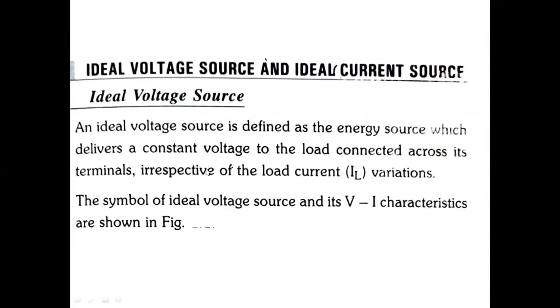Next, ideal voltage source. An ideal voltage source is defined as the energy source which delivers a constant voltage to the load connected across its terminals irrespective of the load current variations. Even though the load current changes, the voltage supplied by the voltage source remains constant.